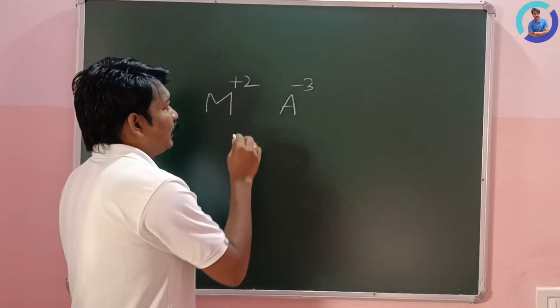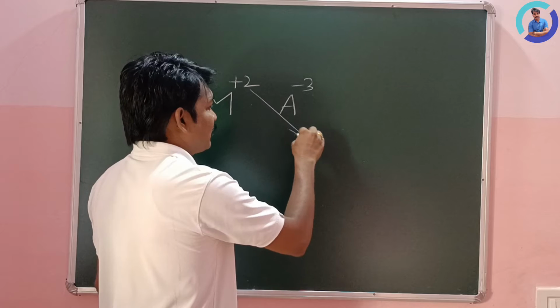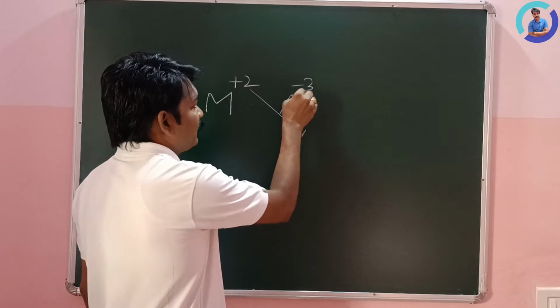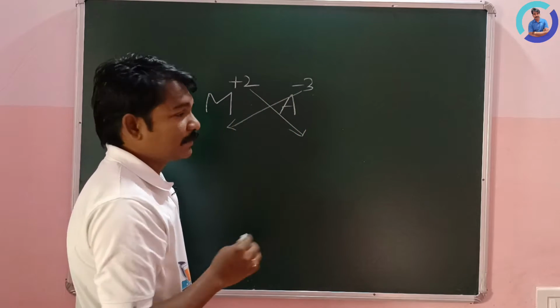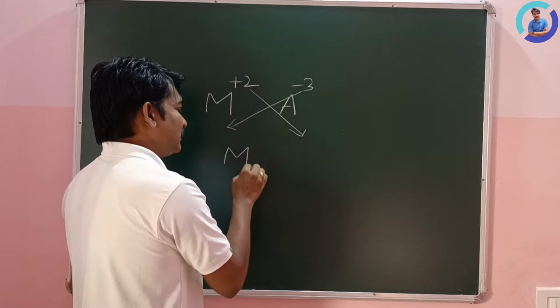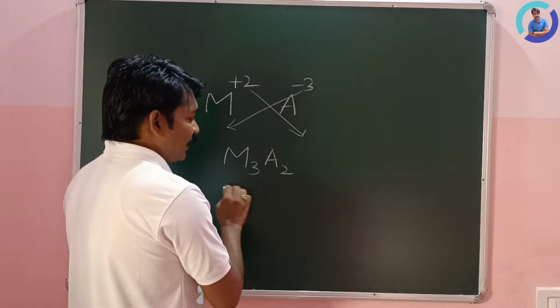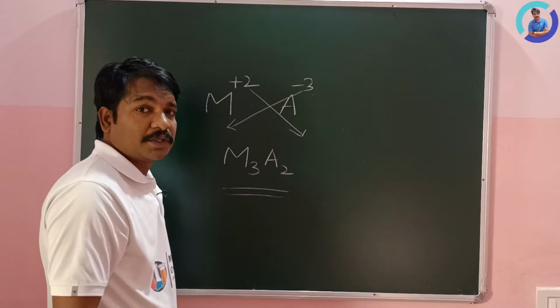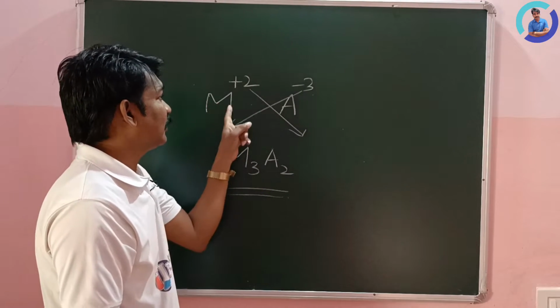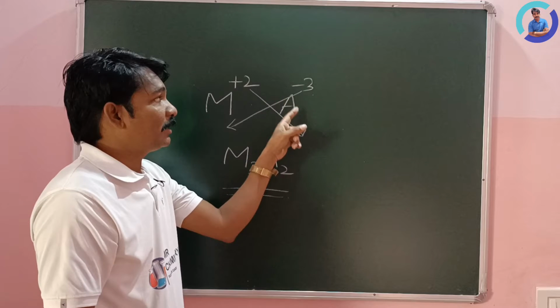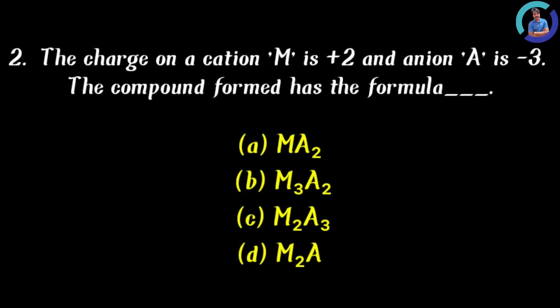In your lower classes you already learned the crisscross method. These two will come here, these three will come here. Forget about charges. As a result we will get M3A2. M3A2 is the formula of the compound formed between a cation with +2 and an anion with -3 valency.